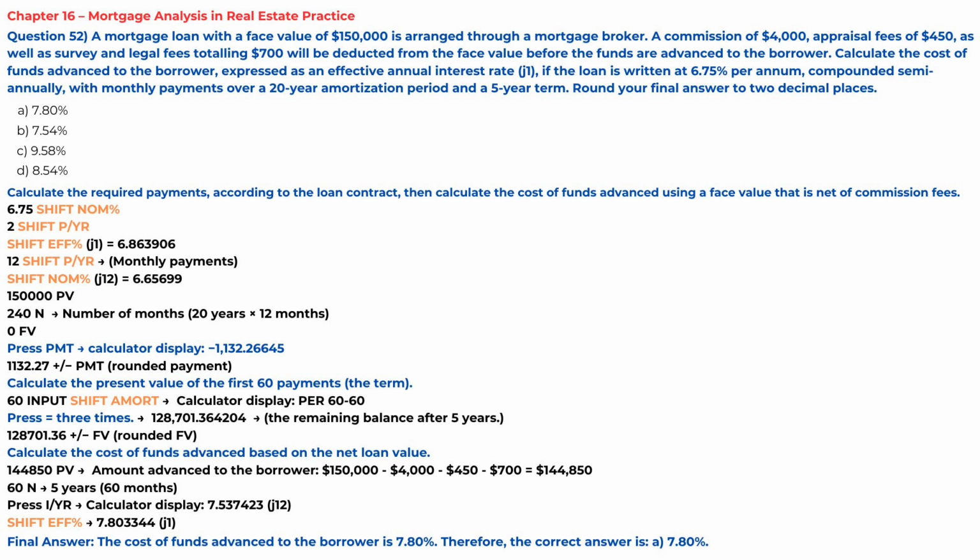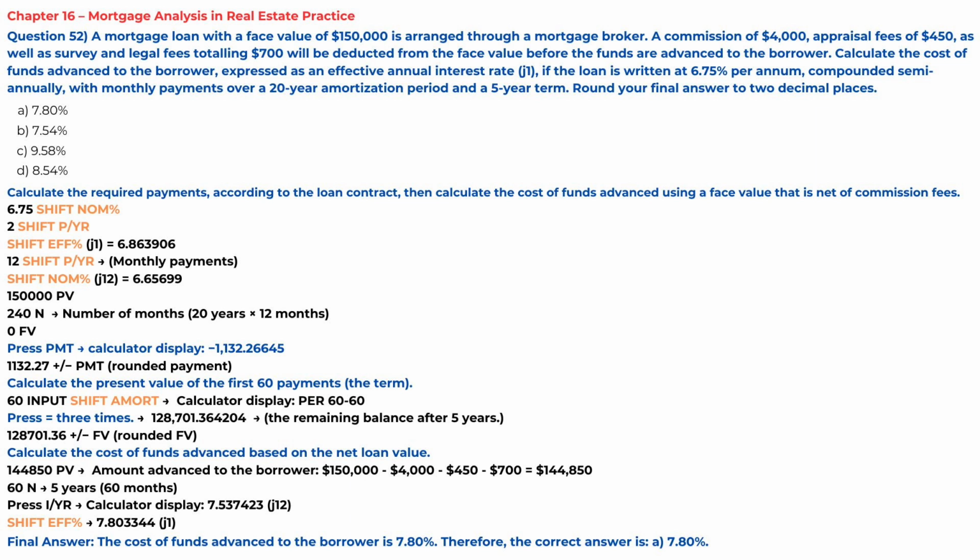Calculate the present value of the first 60 payments, the term. 60 Input, Shift Amort. Calculator displays Per 60-60. Press the equal sign 3 times. Calculator displays 128,701.364204, which is the remaining balance after 5 years. 128,701.36, plus and minus sign, and then press FV, rounded FV. Calculate the cost of funds advanced based on the net loan value.